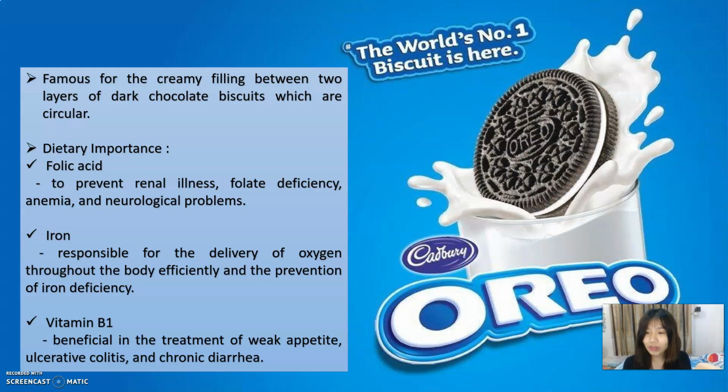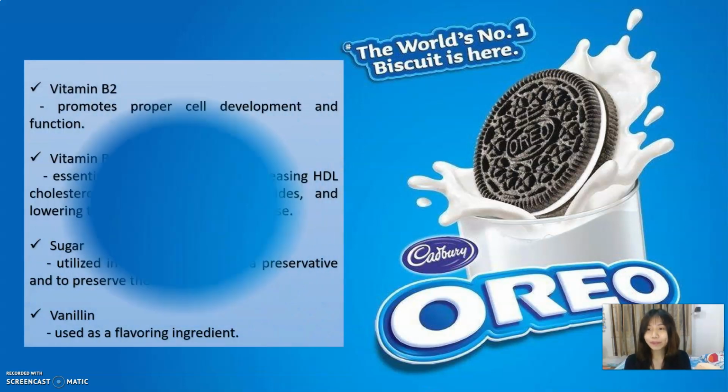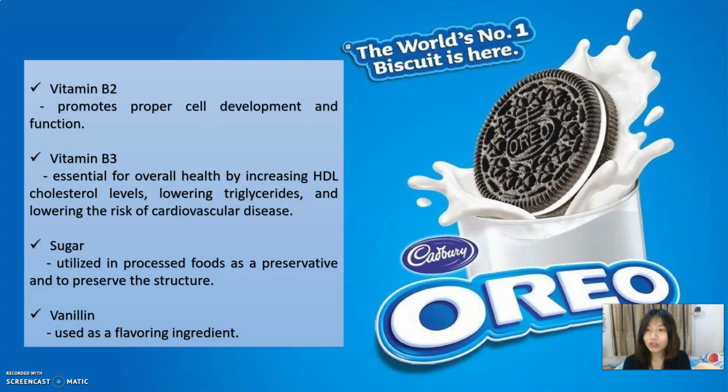Then, vitamin B1, commonly known as thiamine, is beneficial in the treatment of weak appetite, ulcerative colitis, and chronic diarrhea. Vitamin B2, often known as riboflavin, promotes proper cell development and function. Vitamin B3, or niacin, is essential for overall health by increasing HDL cholesterol level and lowering triglycerides, as well as lowering the risk of cardiovascular disease.